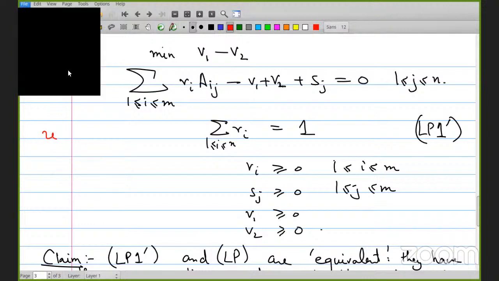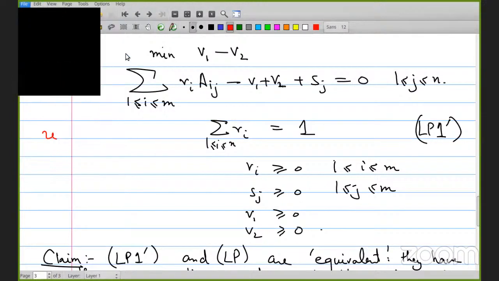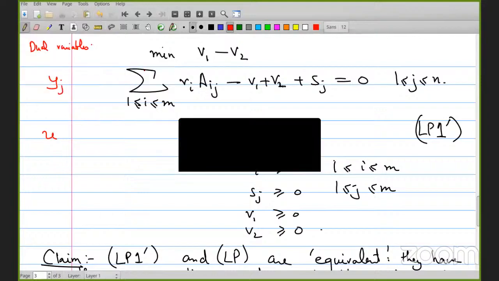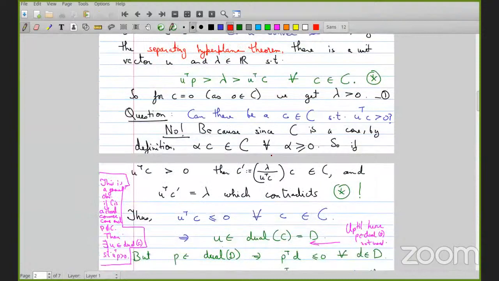So let's see what our duals used to look like. Or let me see. So here is what our duals used to look like, right?